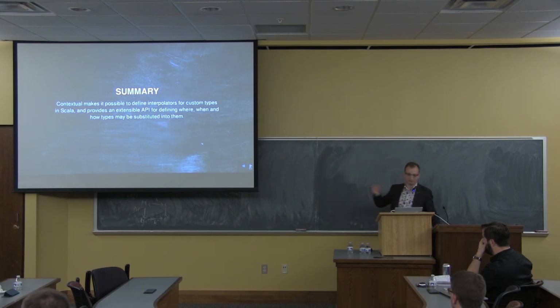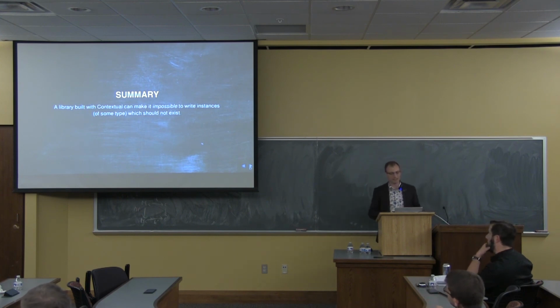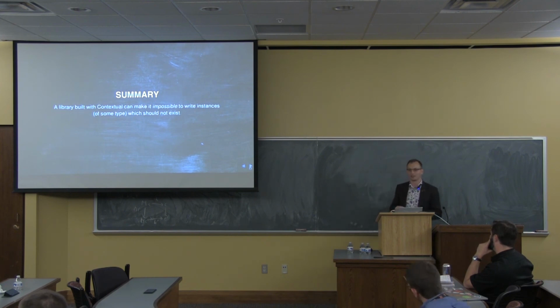I also like the sort of opposite view. A library built with Contextual can make it impossible to write or to represent instances of some type which simply should not exist. It makes it impossible for you to bake into your code stuff that is wrong. It makes it impossible for you to put a string in your code which will be evaluated at runtime and guaranteed to fail. So it lifts to the compile time a lot of the checking that would otherwise happen potentially in production.